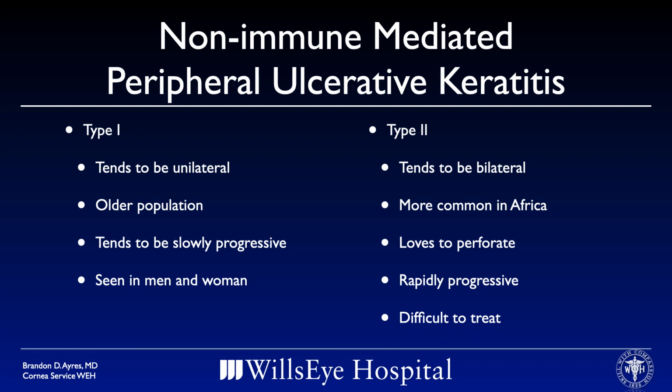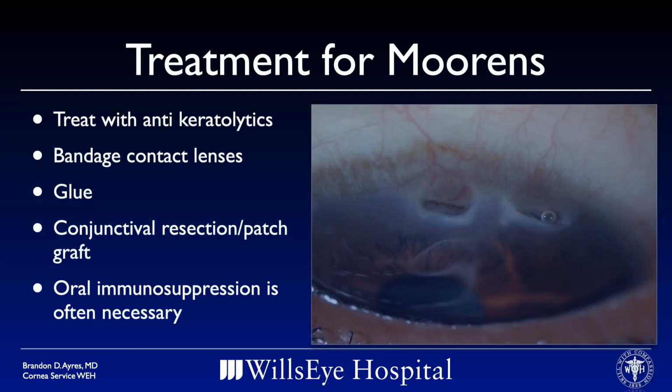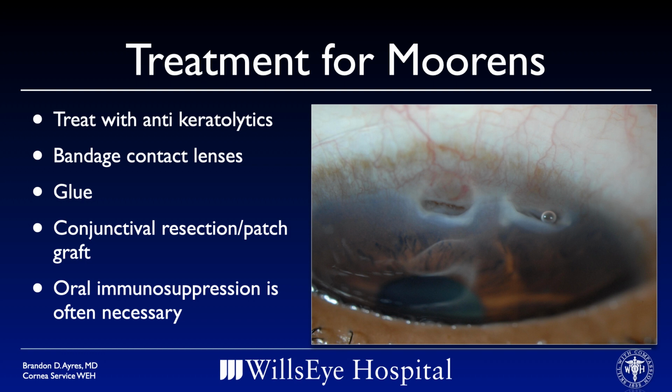We usually divide this up into two different types. Type 1 tends to be more unilateral. It's an older patient population, more slowly progressive, and is seen more in men than women. Type 2 is our bilateral, more common in African American patients. This one absolutely loves to perforate and it's rapidly progressive, very difficult to treat, and I'll show you an example of this in just a few minutes. Treatment is as you expect. We're going to give our patients anti-keratolytics, that's our doxycycline and our citrates and our medroxyprogesterone, bandaged contact lenses, glue. Some patients will need conjunctival resections and patch grafts. And even though in Mooren's ulcer we don't ever have an inflammatory diagnosis, we often will immunosuppress them anyway.